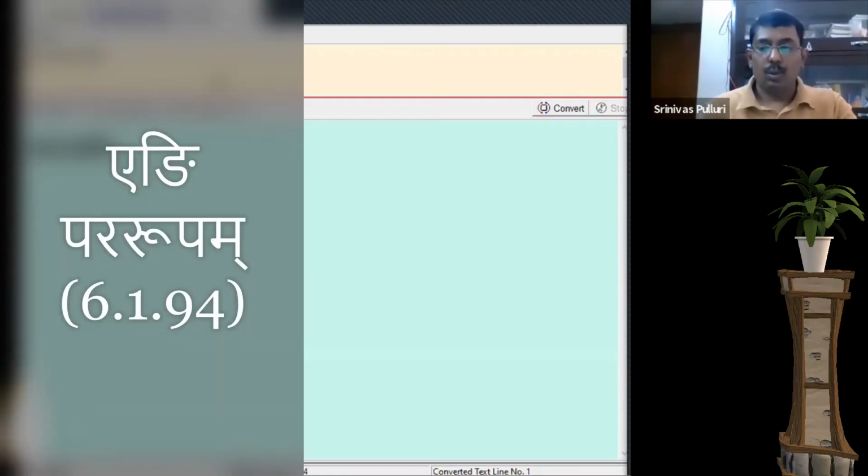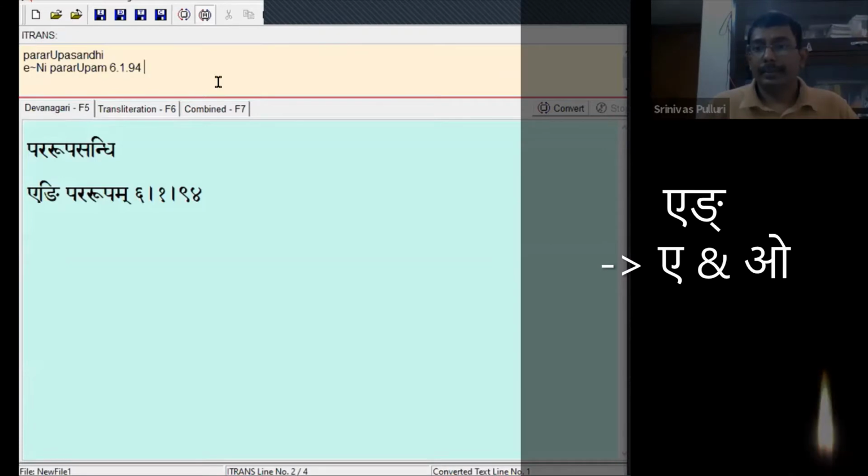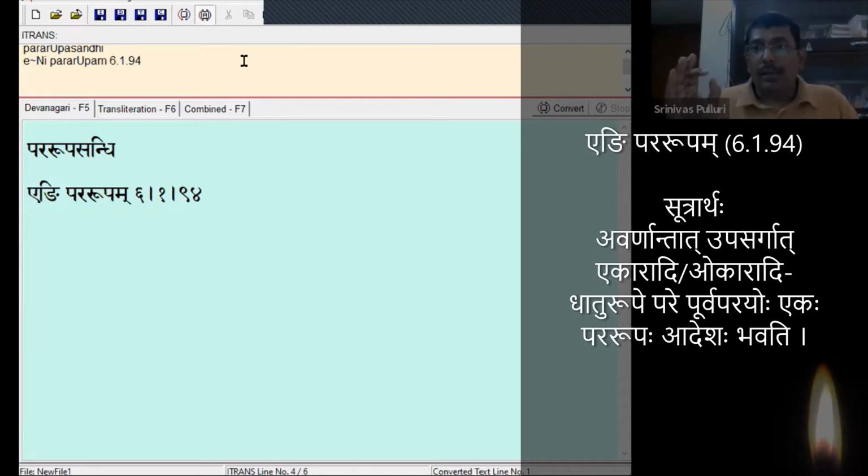The next sandhi which you are going to see is called pararūpa. The sutra for the pararūpa sandhi is "eṅi pararūpam". What is the eṅ? A and O. If the letter A is followed by A or O, that is eṅi, they combine to form the latter, that which is followed. What is that which is following? The eṅ, A or O.